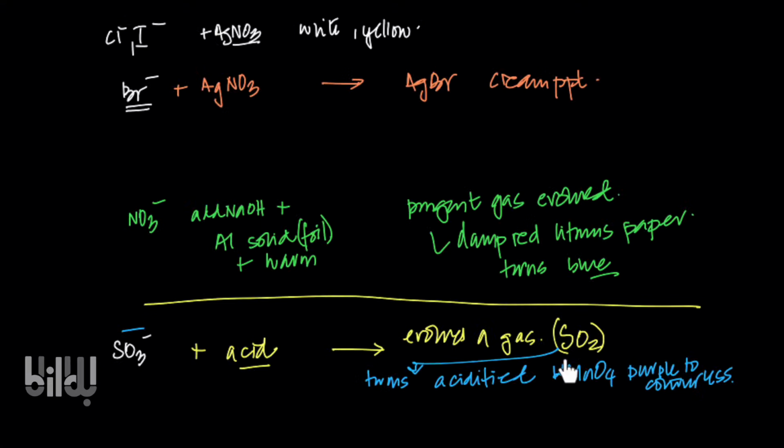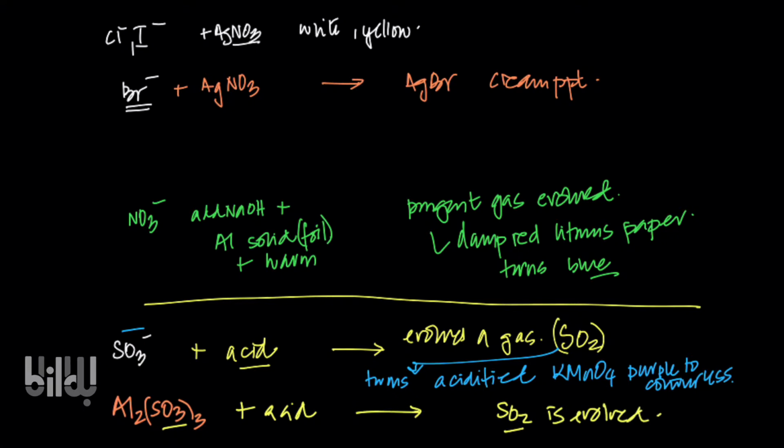This is the example. Let's say your salt is Al2(SO3)3. It has sulfite ion in it. Add acid, and whatever happens, SO2 is evolved. You will smell it. And if it's evolved, it's the only gas that gets oxidized by KMnO4. So yeah.